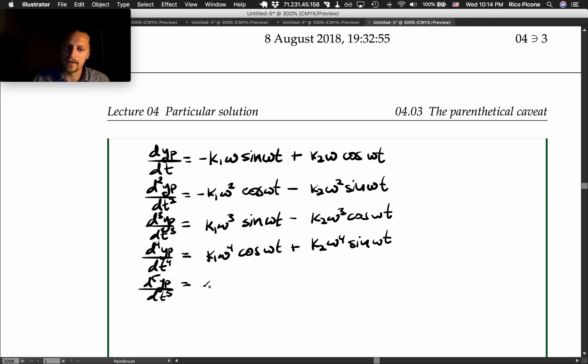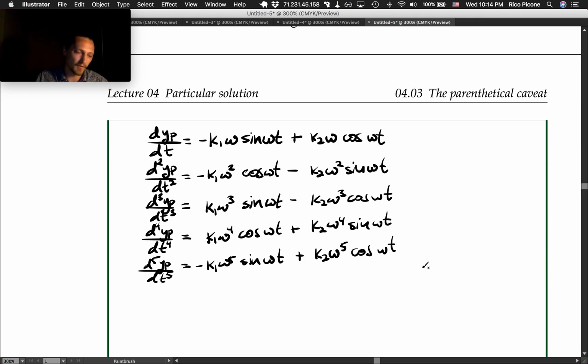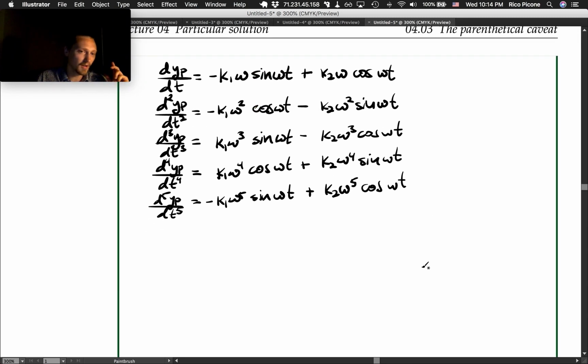Okay, derivative of cosine is negative sine, so negative k1 omega to the 5 sine omega t. Derivative of sine is cosine, omega to the 5th cosine omega t. So you just go through that methodically. Let's make sure I got that right. Plus, minus, minus, plus, plus, plus, minus, minus, plus, plus. Good. Minus, minus, plus, plus. Looks good to me. Hopefully I did it right.